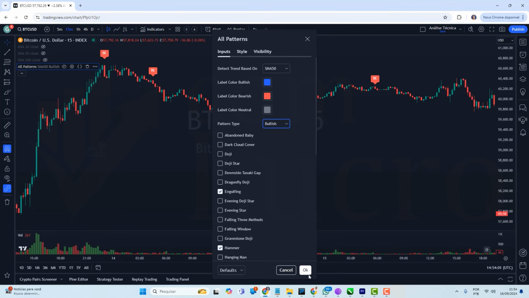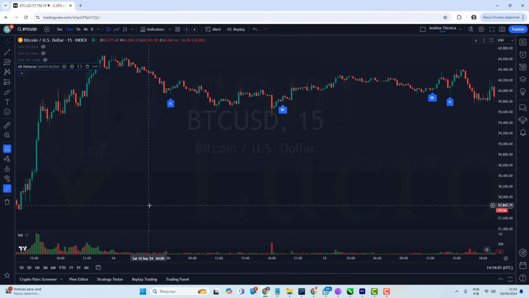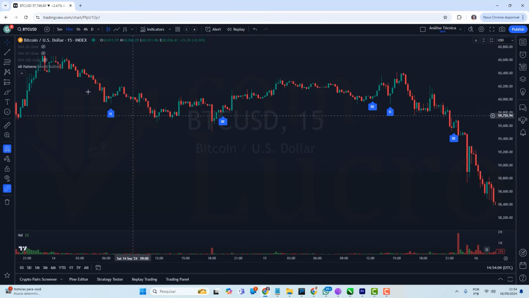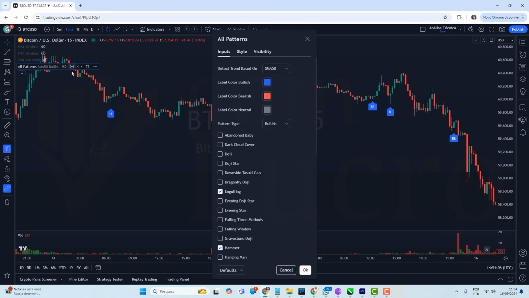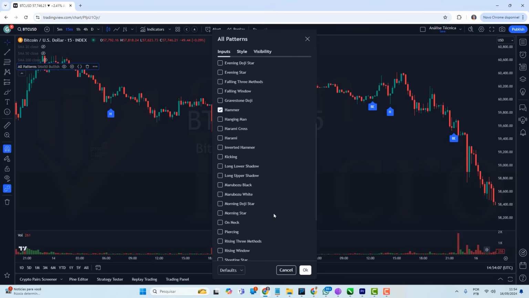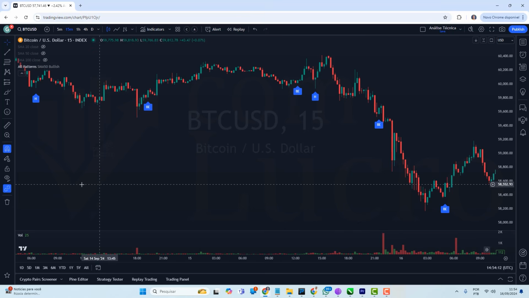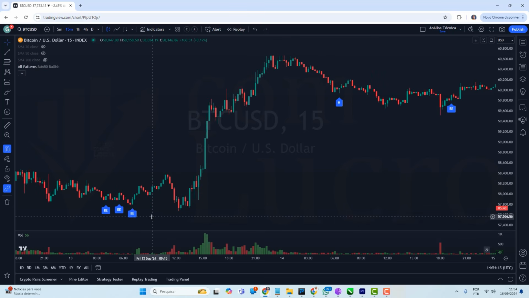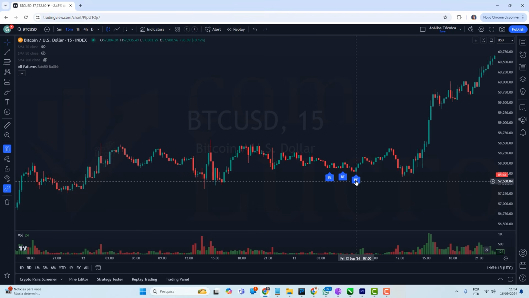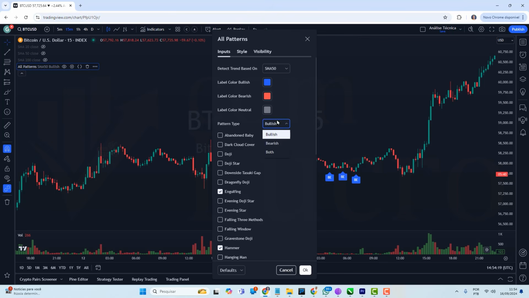For most of the examples presented throughout this lesson, we are using a Bitcoin versus US dollar chart on the TradingView platform. By including the All Candlestick Patterns indicator on this chart, you gain a clearer and more organized visual representation of how these reversal patterns actually form. This setup allows you to better understand their structure and behavior in a real trading context, helping you refine your decisions and identify opportunities with greater precision and confidence.